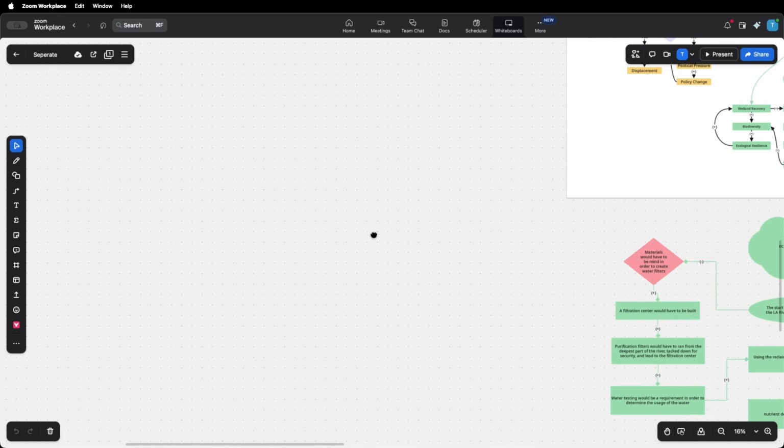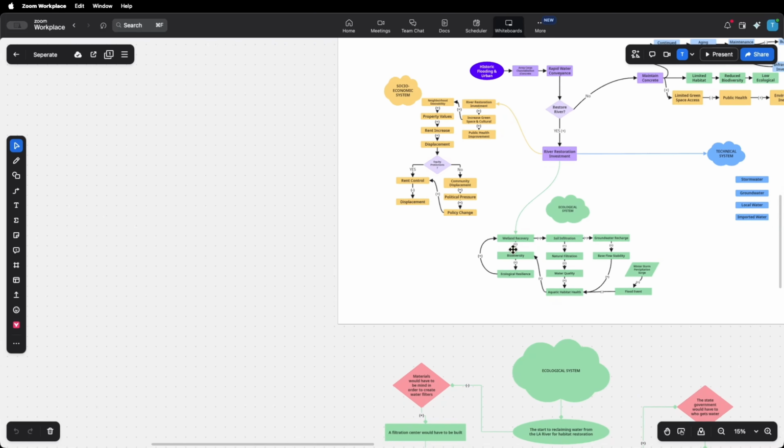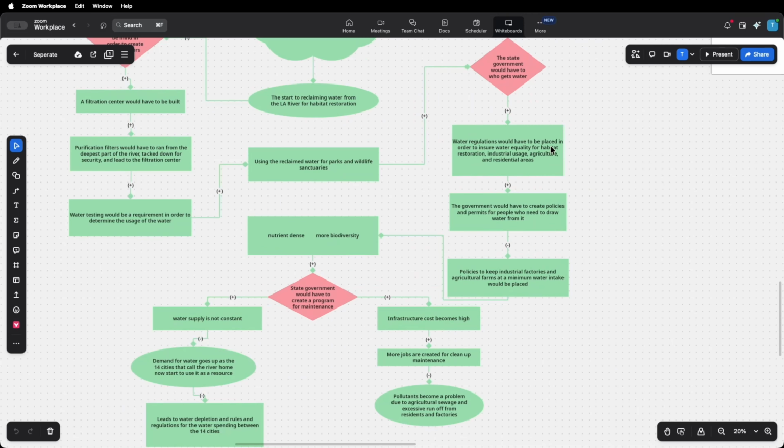socioeconomic. This would be in the yellow part. This would be over here, because that is socioeconomics. That is not ecological. Ecological is all natural.